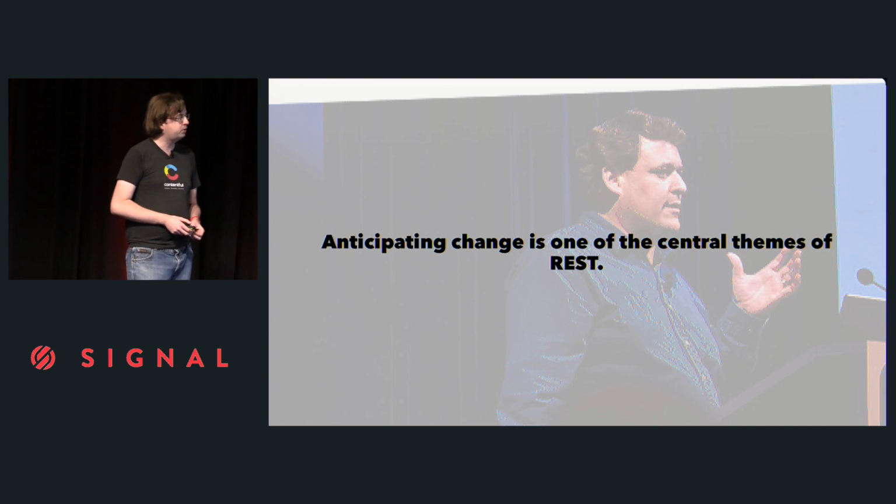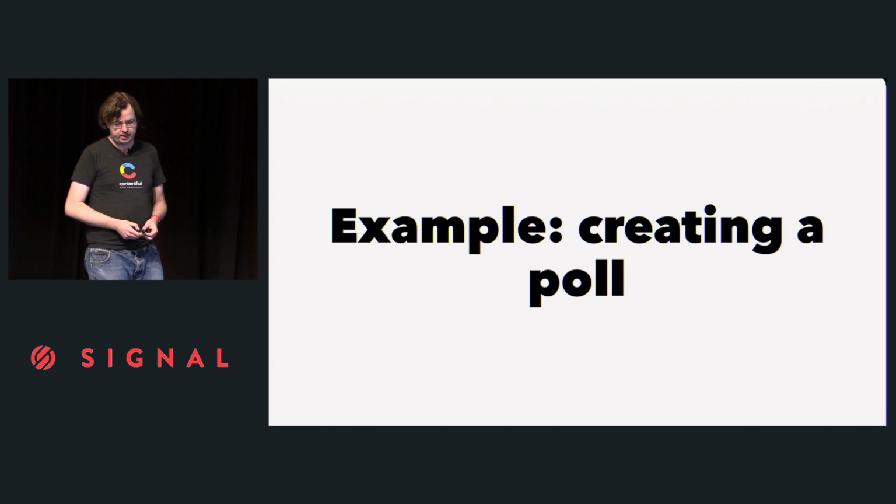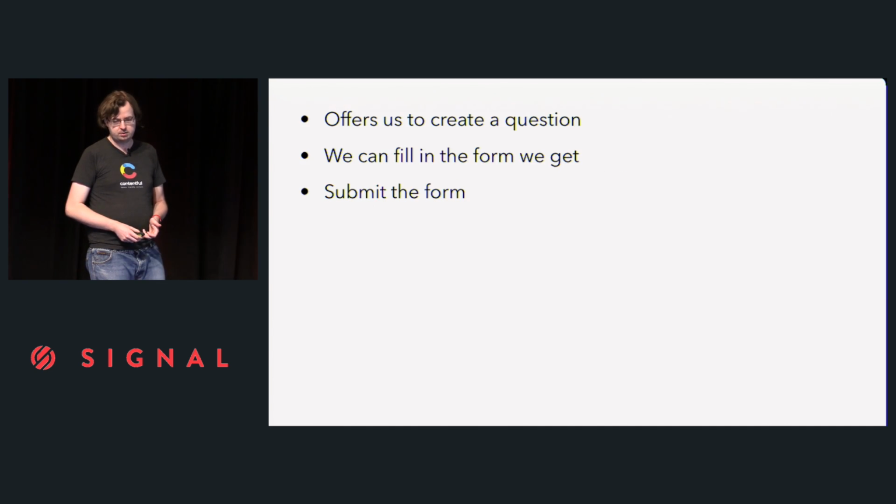So something we also have to think about when building API clients is anticipating change, which is actually a central theme of REST. And for this, we are going to look at an API for creating polls. And on the web, this might look like this. So we have basically some HTML, and we're going to link to a thing that will be a form. So this offers us to create a question. We can fill in the form we get, and we can submit the form.